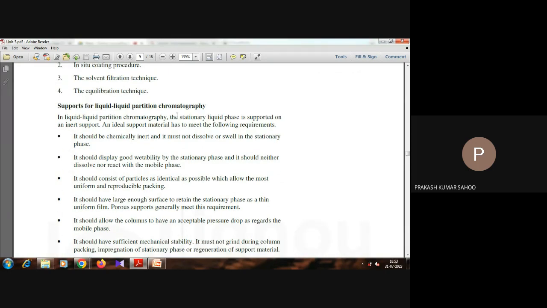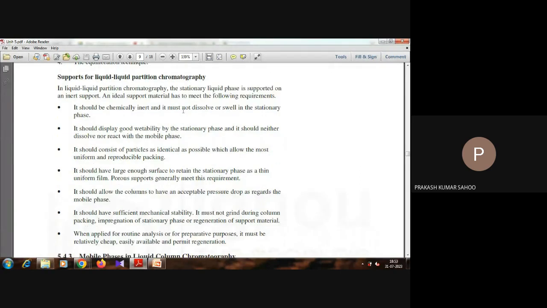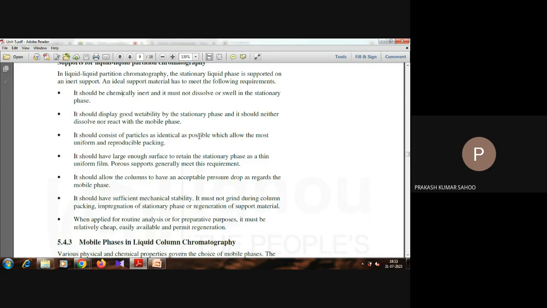The first one: supports for liquid-liquid partition chromatography. It should be chemically inert and it must not dissolve or swell in the stationary phase. The liquid which we will take for the stationary phase must be chemically inert. It should not react with the liquid phase we will take as mobile phase, and it must not dissolve or swell in the solid phase. It should display good wettability by the stationary phase, and it should neither dissolve nor react with the mobile phase. This is also very important.